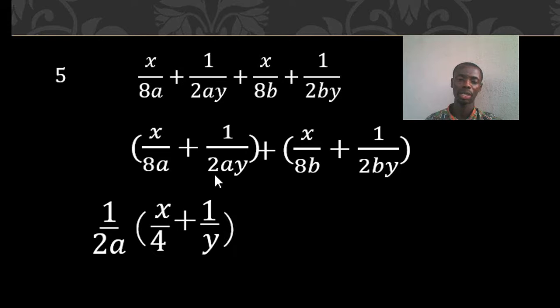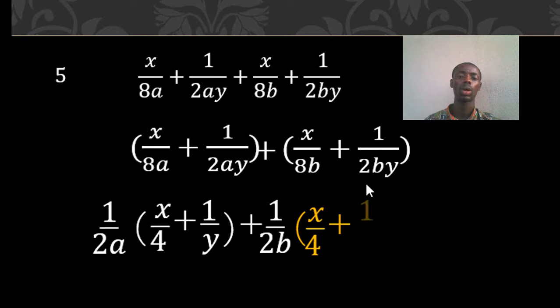Close that parenthesis. Then plus the same thing here. x and 1. The highest common factor is 1. Then coming to the denominator, this is 8b and this is 2by. What is going on here? A 2b is common. Yes. So if that is it, then let's open our parentheses. I can have x divided by, I think, a 4. Then plus, I can have a 1 divided by a y.